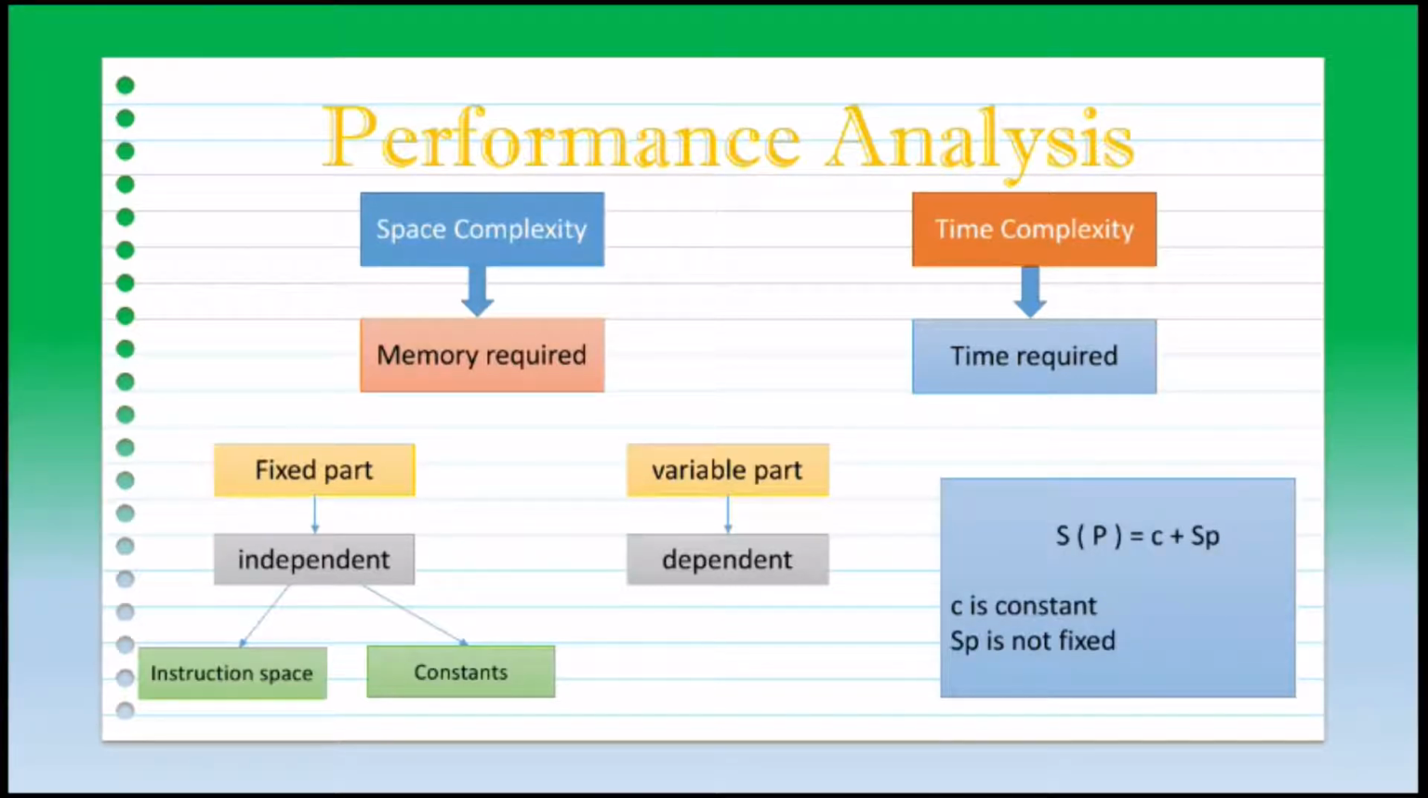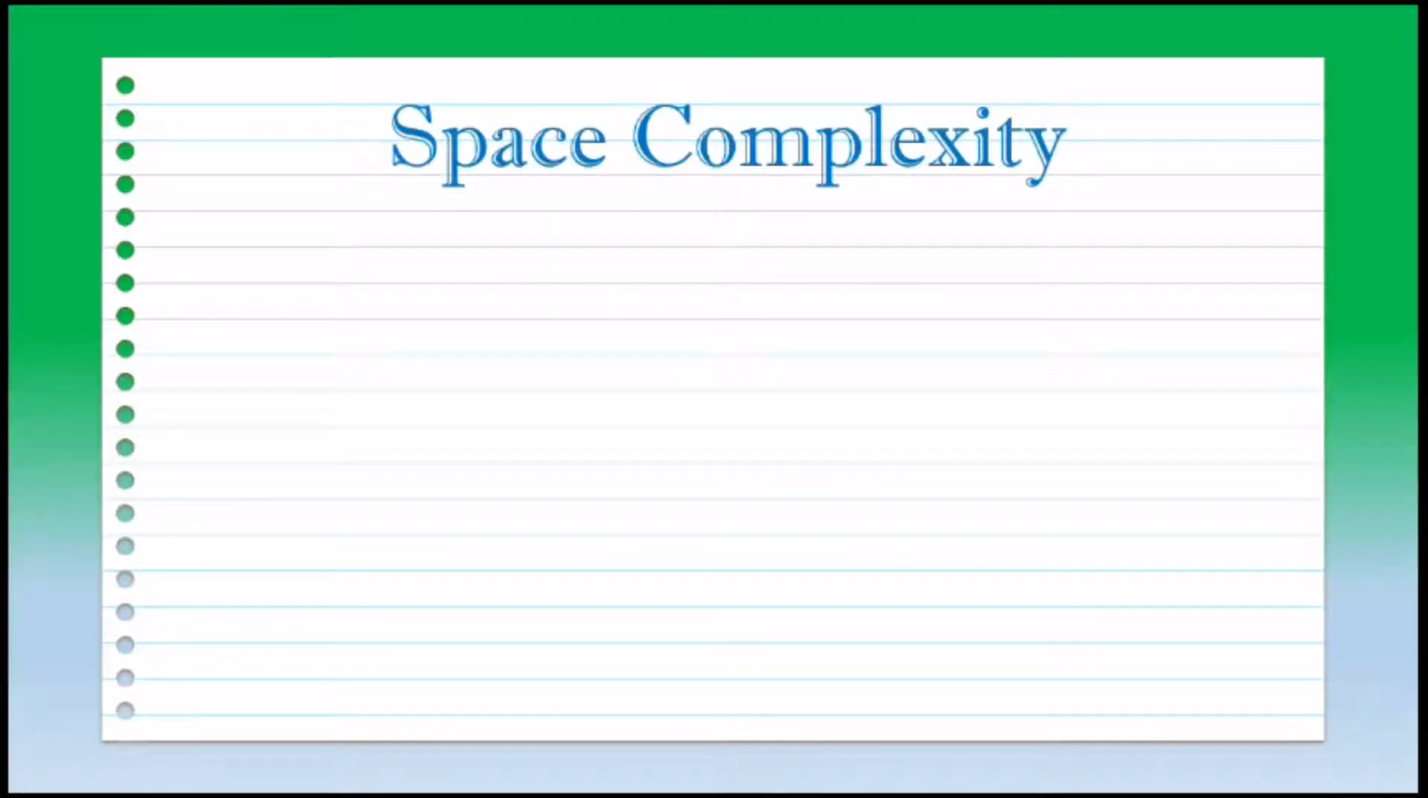This is the formula for calculating the space requirement of any algorithm: S(P) = C + S_P. Here C is the constant value, or you can say the fixed part, and S_P is the variable part that may change depending on input values. Now we will take a few examples to understand how to calculate space complexity.